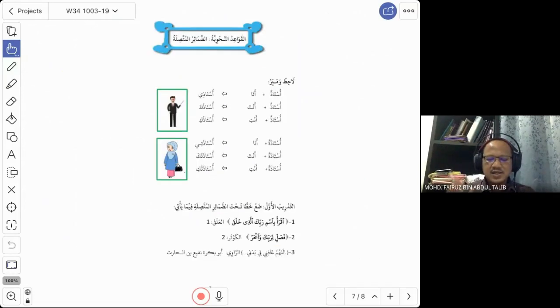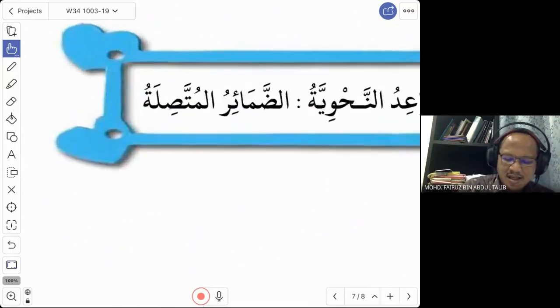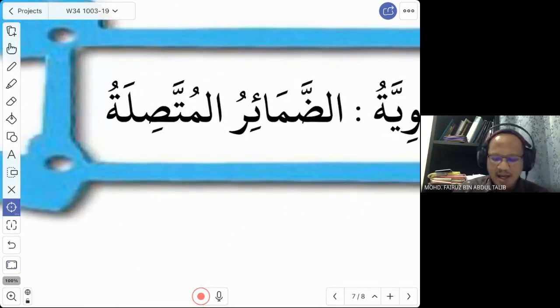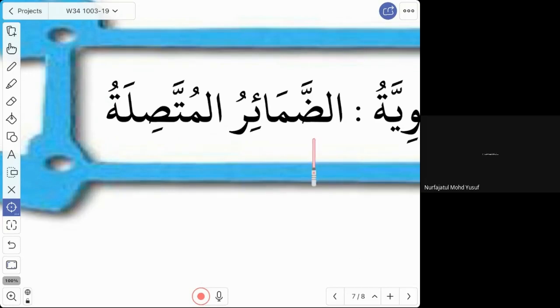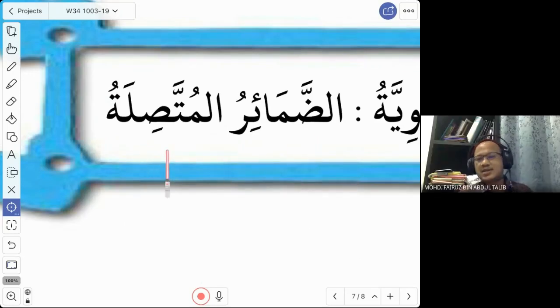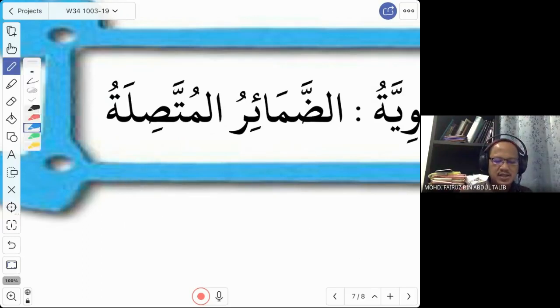Okay. Now we look at another domir, which is called ad-damairu al-muttasilah. Yes, iqra'u ad-damairul muttasilah. الضمائر المتصلة. Yes, muttasilah. Just now, munfasilah. So this is muttasilah.